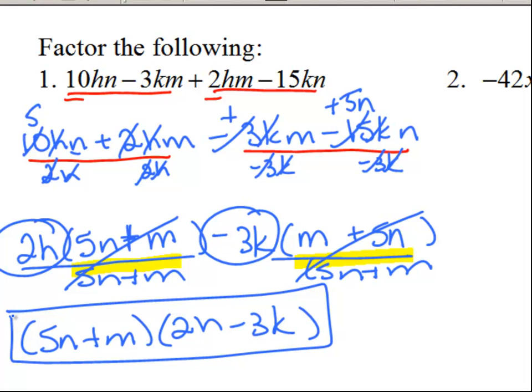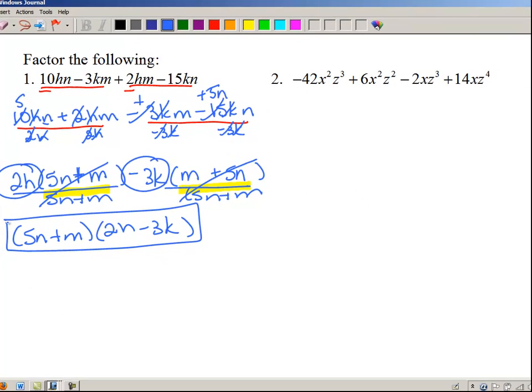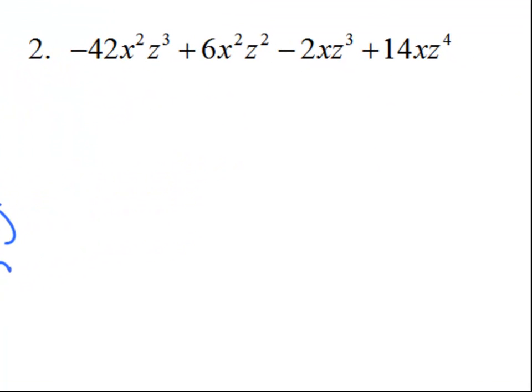Now sometimes there's more than one way to rearrange it and get the same answer, and sometimes not. So let's look at the second problem. Some bigger numbers, but again, I would just group the first 2 and the last 2. So 42 and 6 are both divisible by 6. They both have some X's and some Z's. The question is do we want to take out a positive 6 or a negative?